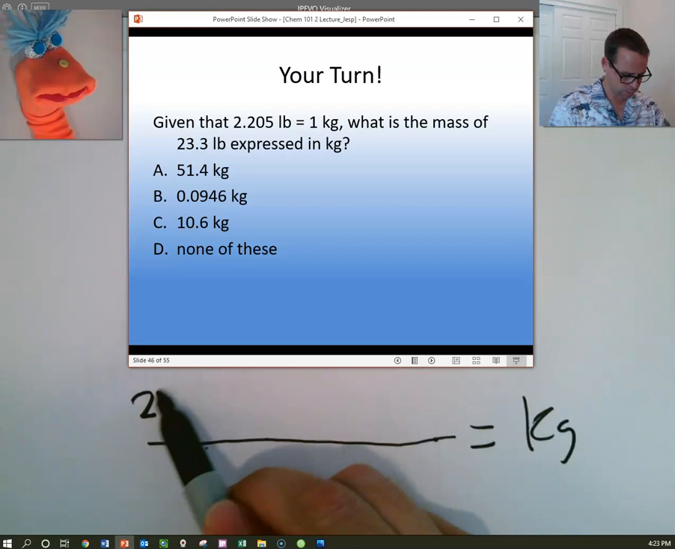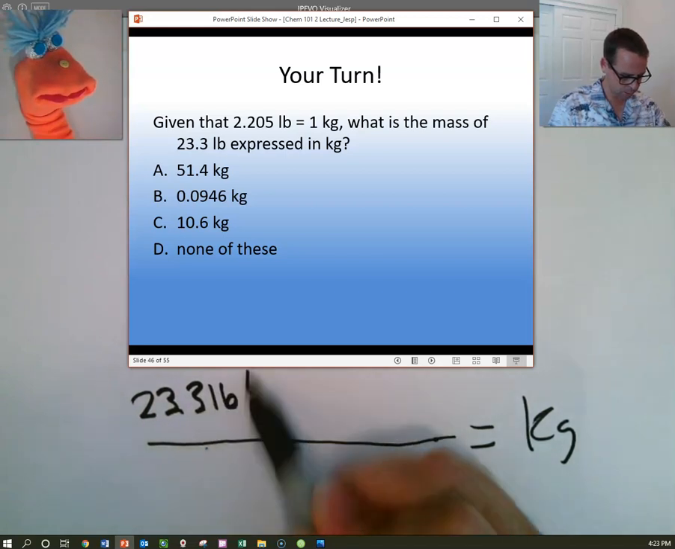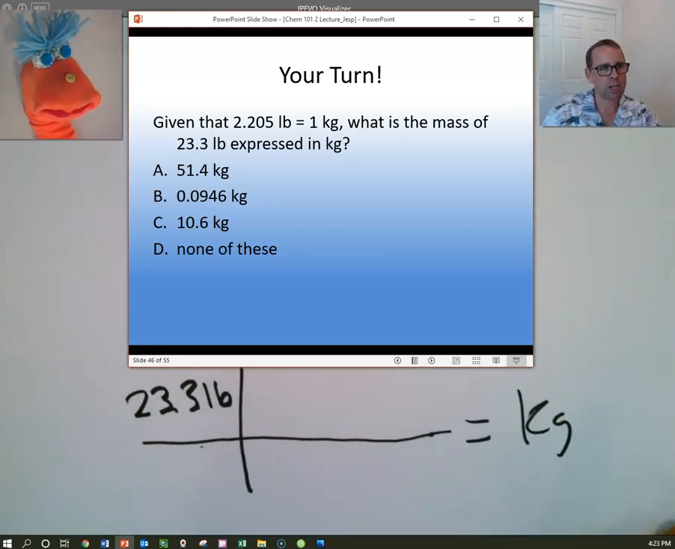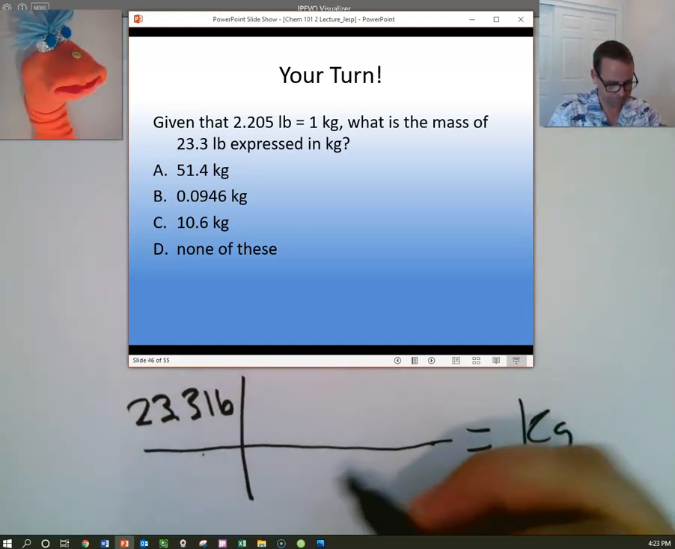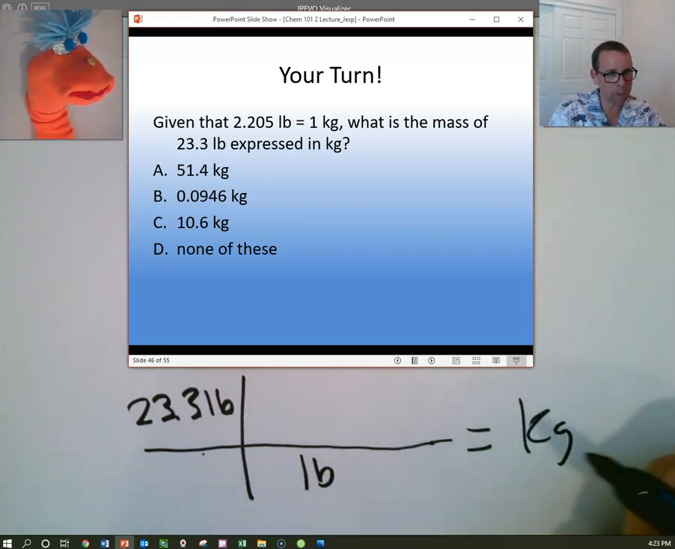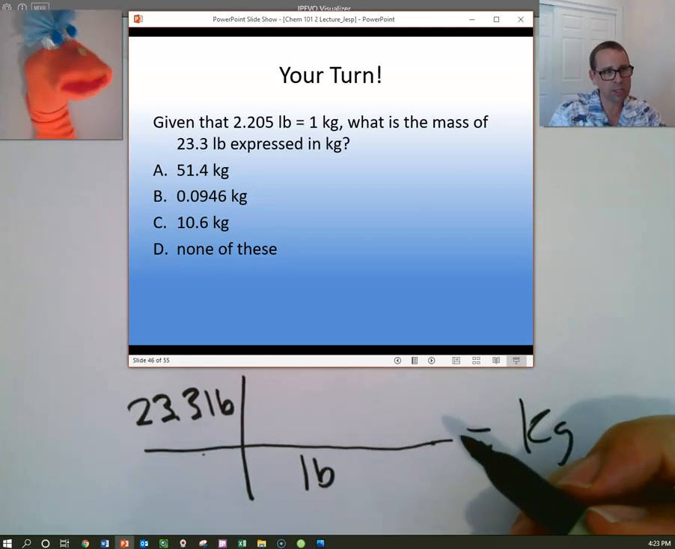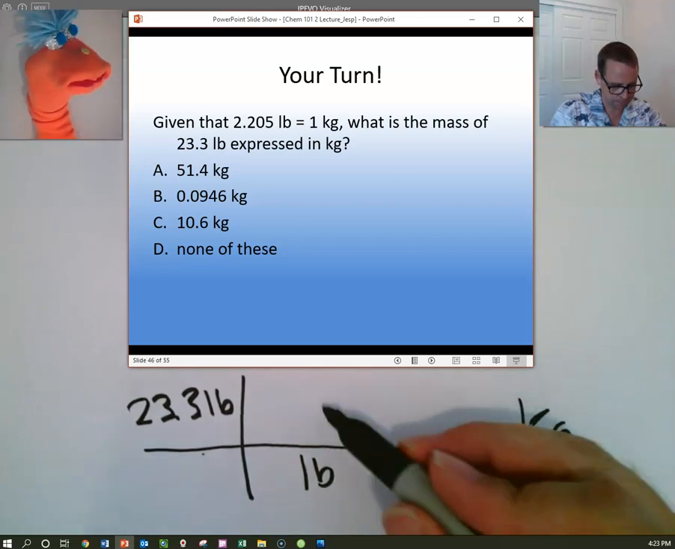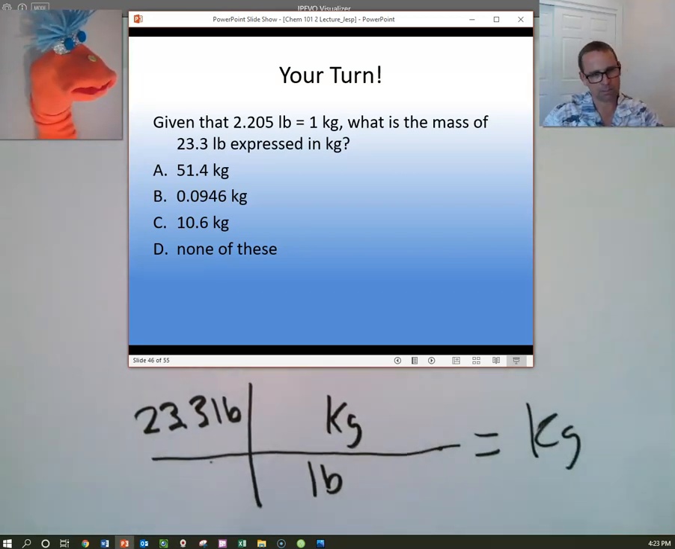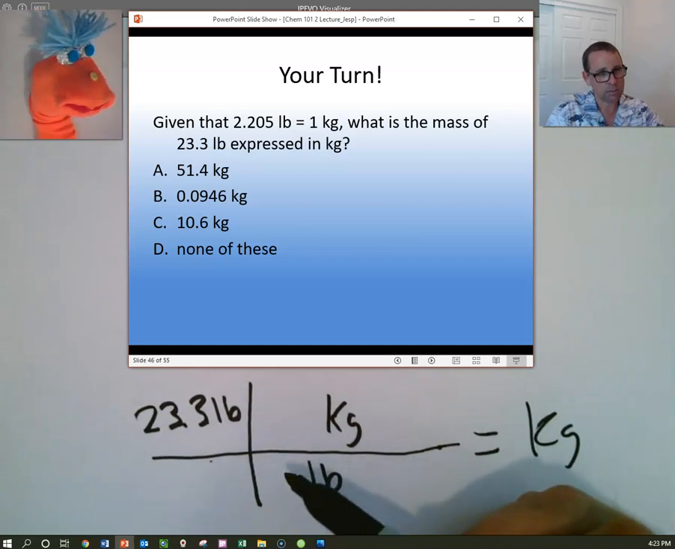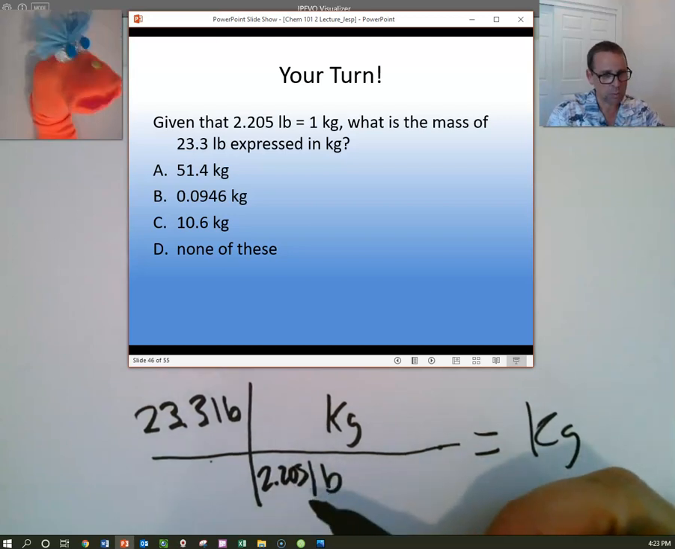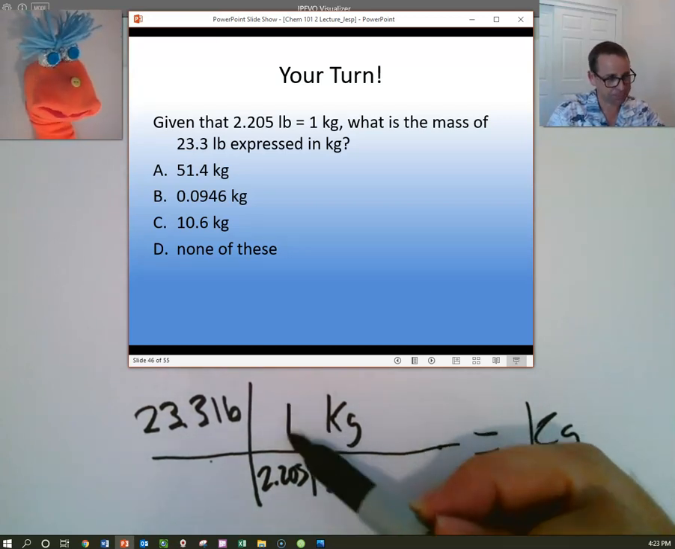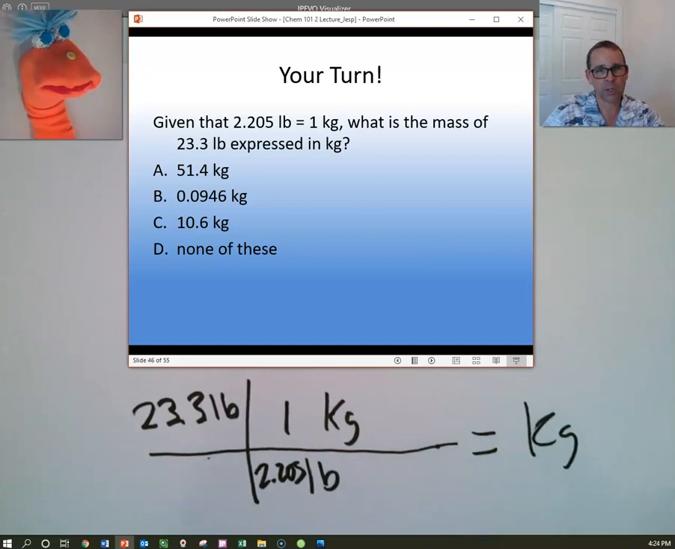23.3 pounds. 23.3 pounds. Very good. Now my conversion factor, what should it be? Well, pounds have to be on the bottom. That's right. Pounds have to be on the bottom, and what can be on top? We have a conversion factor there, so kilograms can go on top. Kilograms go on top. Now what values? 2.205 goes with the pounds, and 1 goes with the kilograms. Like that? Yeah.